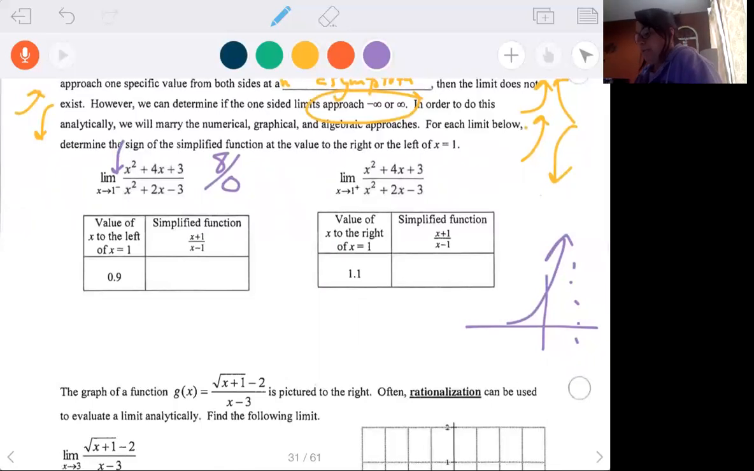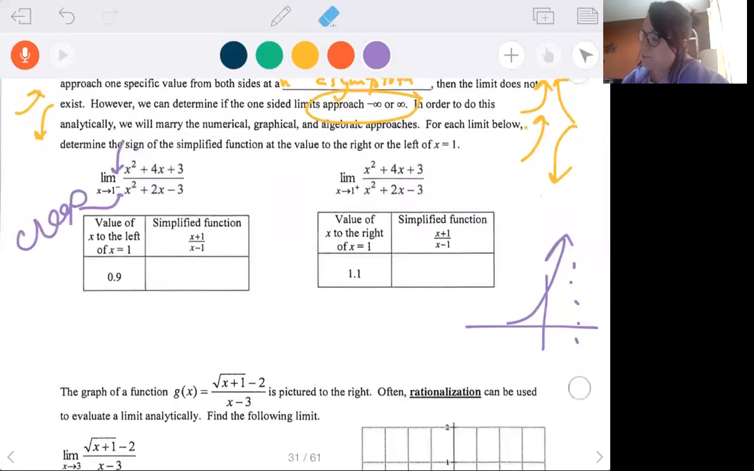What you do is you do what I call be a creeper. So we're going to creep in. You pick a number directly to the left of 1, like 0.9. Now keep in mind we had factored this thing, so it ended up being x plus 1 over x minus 1. It's easiest to look at it everywhere except there was a hole in the graph at x equals -3, but the rest of the graph was this function.